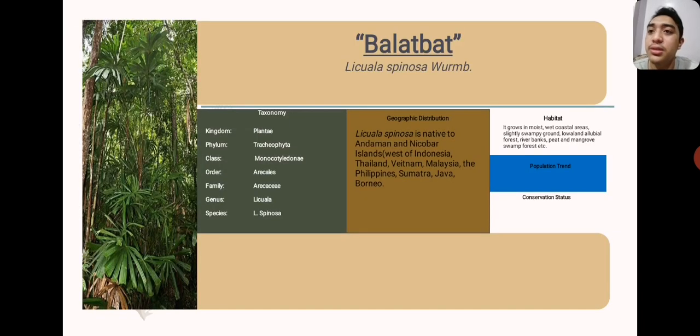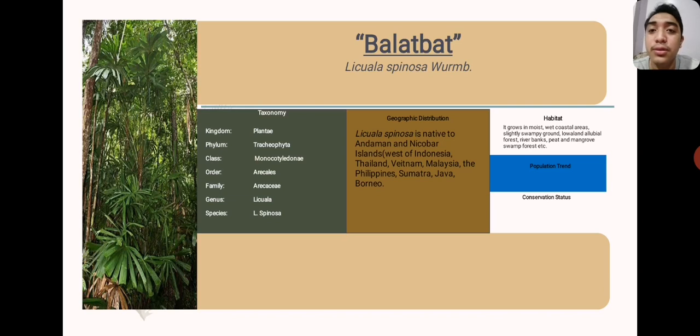Second species is balatbat, or Licuala spinosa. Taxonomy: from the kingdom of Plantae, phylum Tracheophyta, class Monocotyledonae, order Arecales, family Arecaceae, genus Licuala, species L. spinosa.